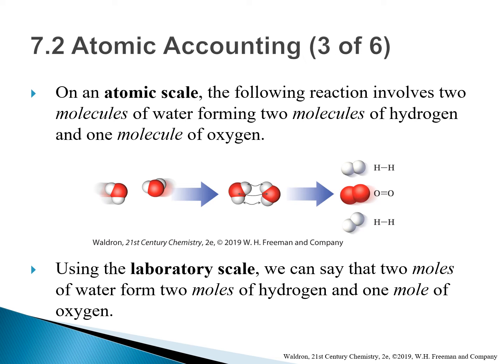When thinking on an atomic scale, we imagine two molecules of water interacting with one another and undergoing a reaction that creates two molecules of hydrogen and one molecule of oxygen. In contrast, when thinking on a laboratory scale, we imagine 2 moles of water molecules reacting to form 2 moles of hydrogen molecules and 1 mole of oxygen molecules. The beauty of a balanced chemical reaction is that the ratio of reactants and products to one another is the same regardless of the scale.